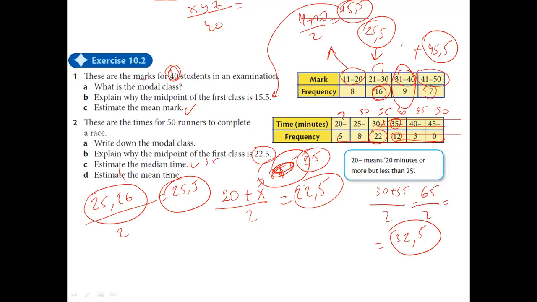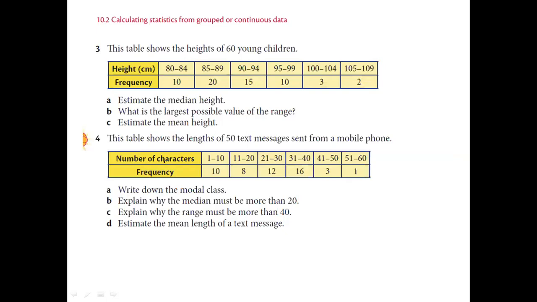And estimate the mean time. What's the mean time? Again, like this. First of all, find the midpoint of the times, multiply by the number of runners, add all of them, and divide by how many? By 50. And you will find the mean time. And the next question, I want to solve this question, and the fourth question is for you. If you solve it, please send it to me by the page and I'll give you marks on the page.